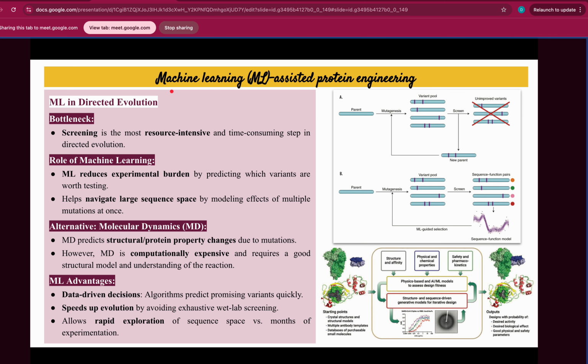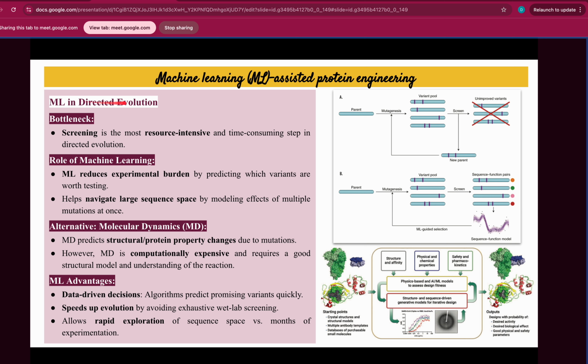Now we have seen all the applications. Because we have seen the advancement, machine learning has also advanced. So with the help of machine learning also, we can improve the protein designing, in which we can perform protein engineering.